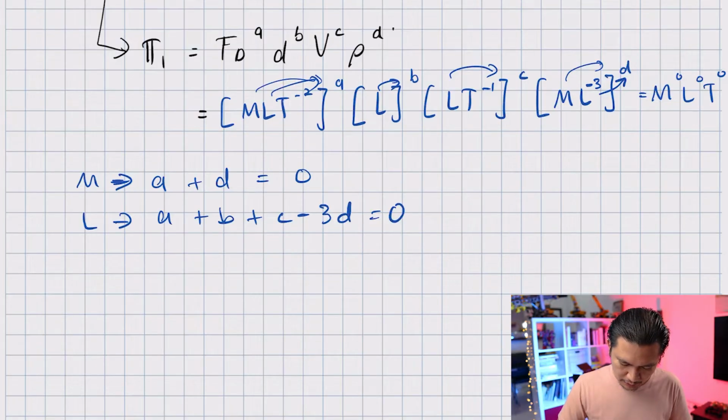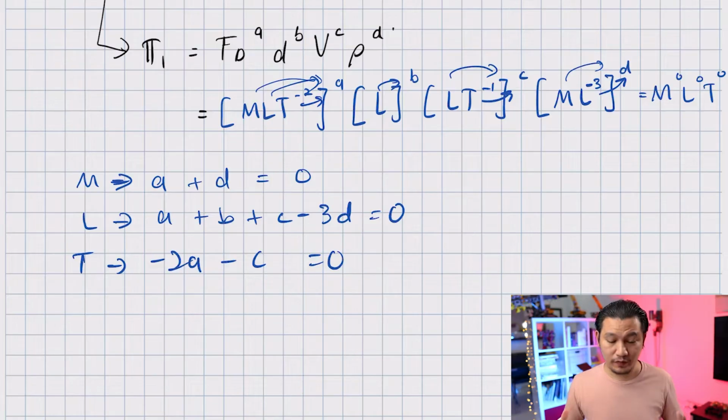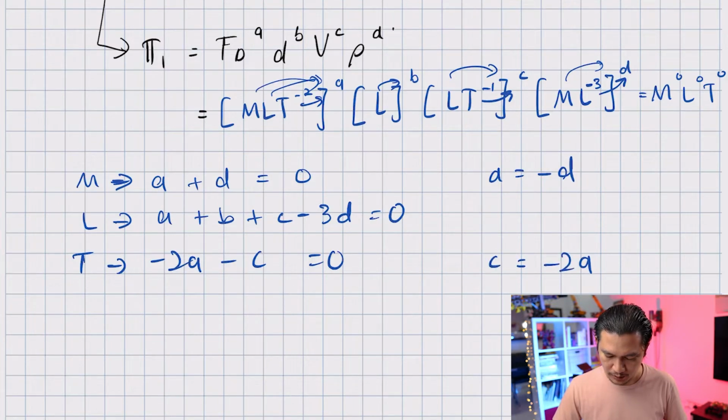And finally, we have T. T is here, minus 2A. And the other T is minus 1C or minus C equal to 0. And therefore, what we need to do now is just to solve this equation in order to find what is the A, B, C, D. So from here, A equal to minus D. And from here, we have C equal to minus 2A.